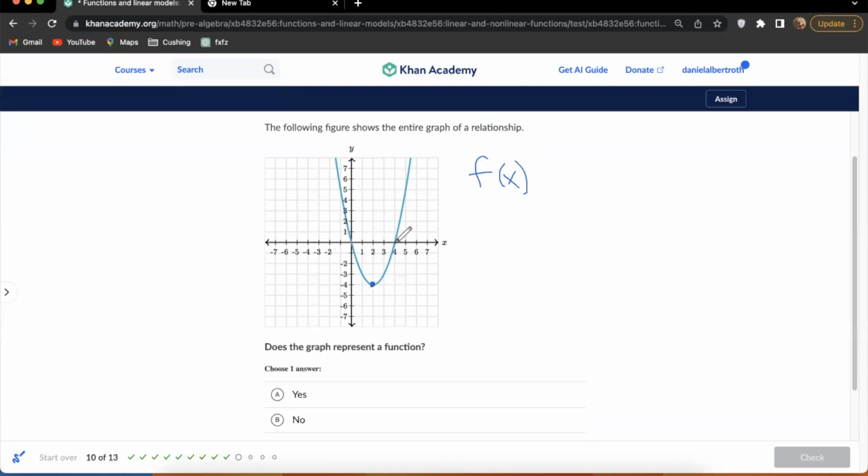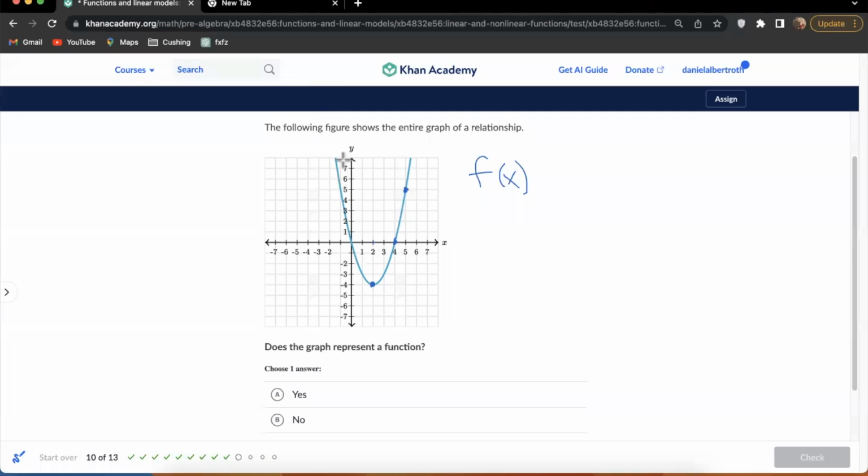When my input is 4, my output is 0. When my input is 5, my output is 5, but when my input is 5, I can only have this one output. If there were any other output, this would not be considered a function. So for example, if I had another point here, this would now not be a function, because when the input is 5, there are these two different outputs, 3 and 5.